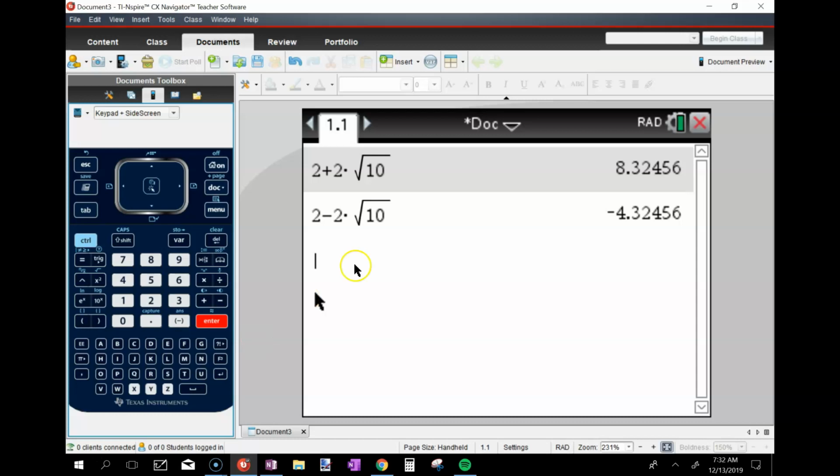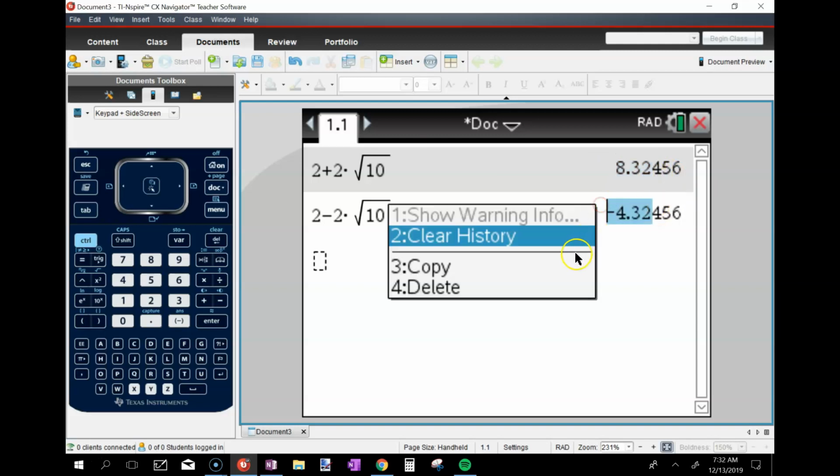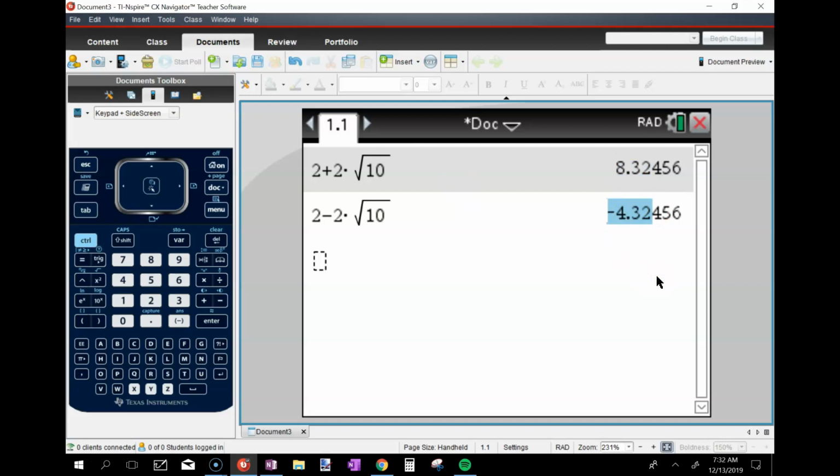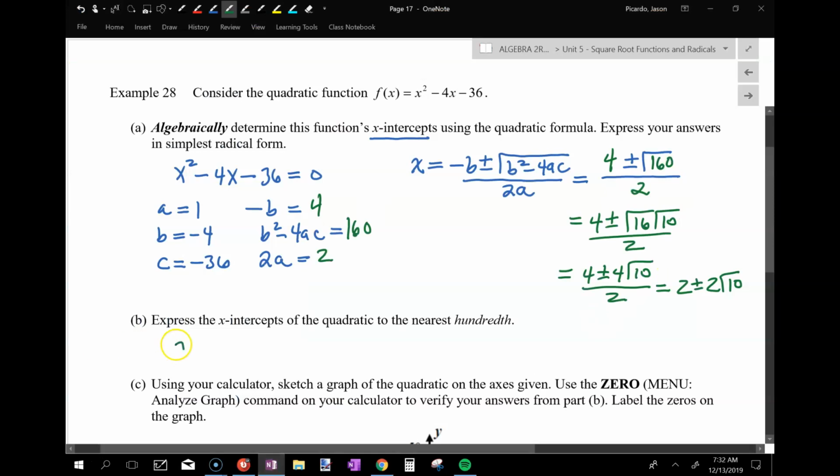What would be the first one if I were to round it to the nearest hundredth? 8.32, right? Because this 4 is less than 5, so I leave the 2 alone, right? And then this is going to be what? Negative 4.32. So I have 8.32 and negative 4.32.